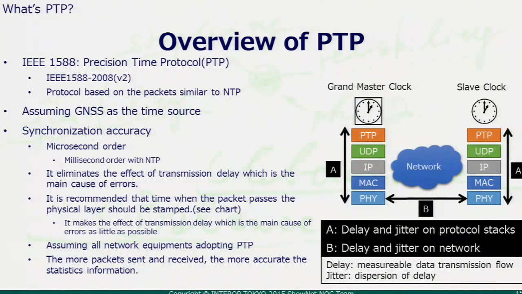PTP is precision time protocol, which is regulated by IEEE 1588. Whereas NTP has millisecond accuracy, PTP has nanosecond accuracy. Why is PTP more accurate than NTP? It eliminates the effect of transmission delay, which is the main cause of errors. It is recommended that the time when the packet passes the physical layer should be stamped.